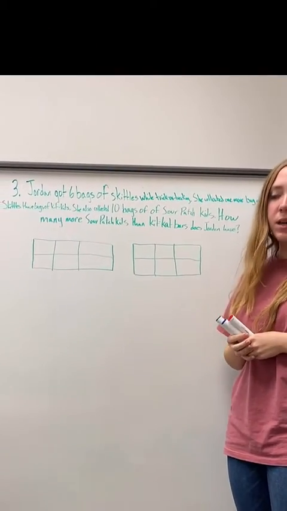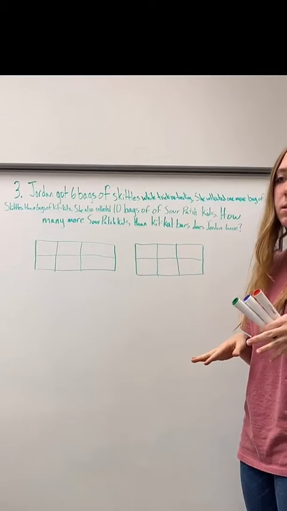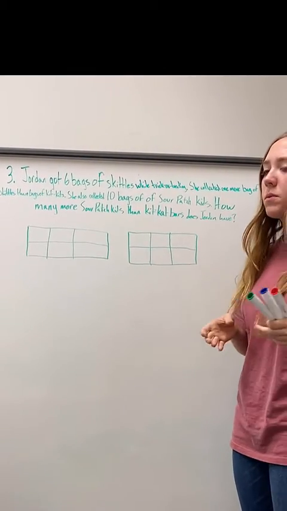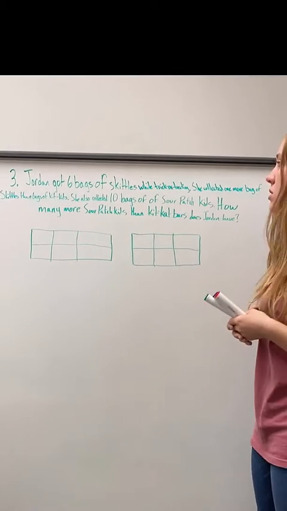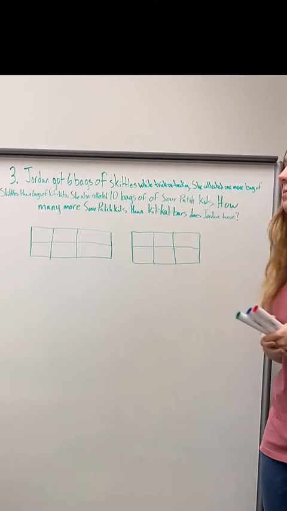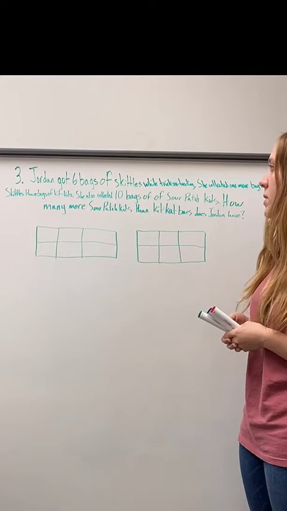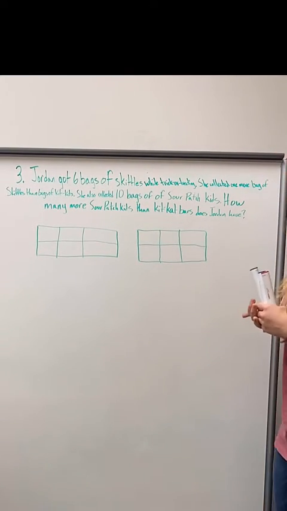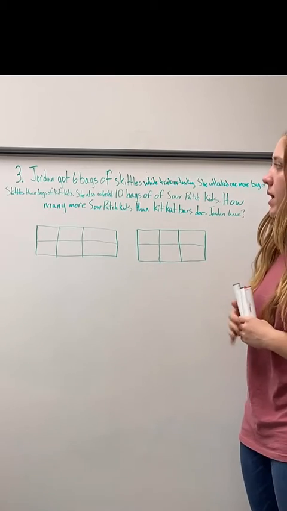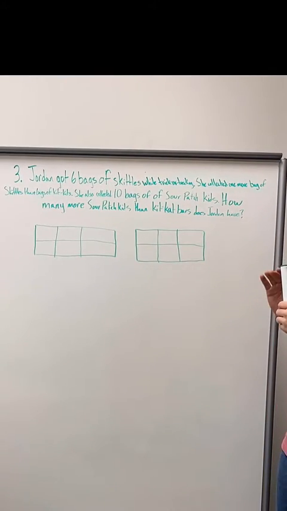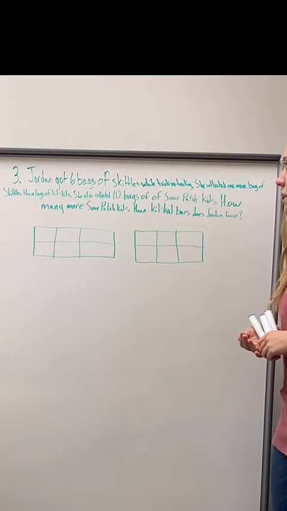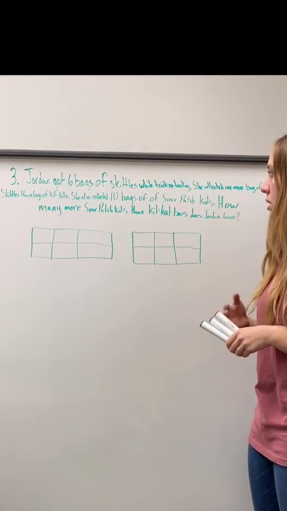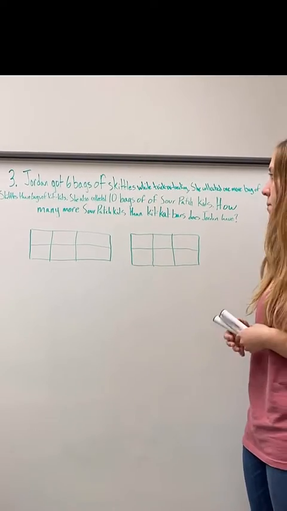So for this problem, we're going to divide our students into table groups of 4 so they can discuss it with each other, and just really focus on group work since this is our first 2-step problem in the lesson plan. The problem is Jordan got 6 bags of Skittles while trick-or-treating. She collected 1 more bag of Skittles than bags of Kit Kats. Then she also collected 10 bags of the Sour Patch Kids. How many more Sour Patch Kids than Kit Kat bars does Jordan have?